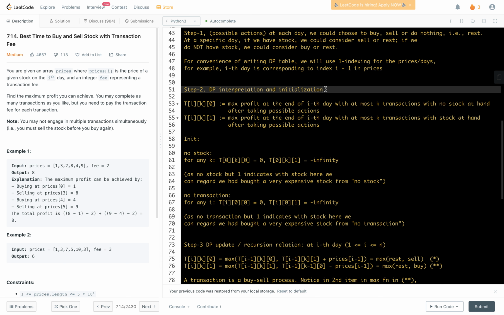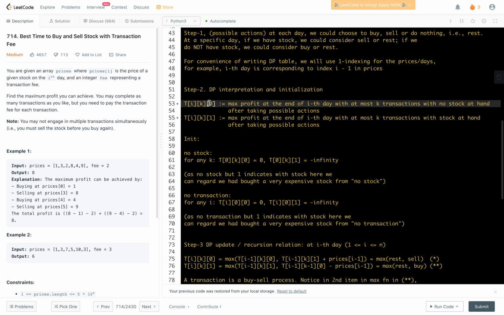Step 2 is DP interpretation and initialization. This step is not trivial, because different DP interpretations may lead to different recursion relations or DP update rules. And for some problems, the initialization is not that trivial.